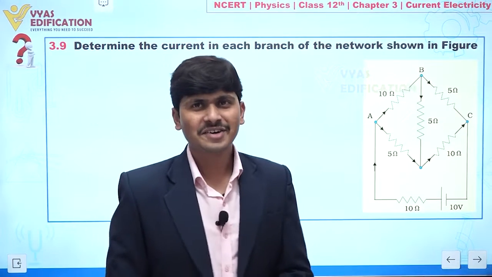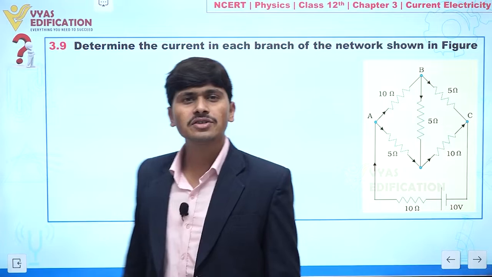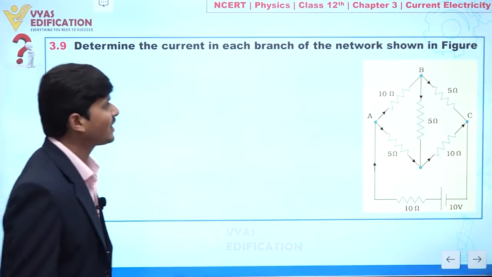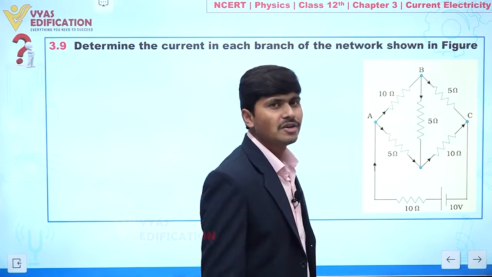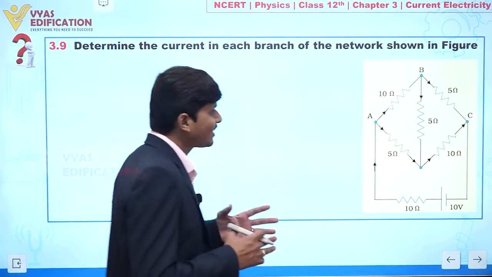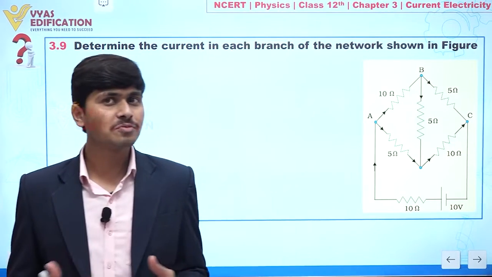Now dear student, we are going to discuss question number 3.9. In this question, it is given to you to determine the current in each branch of a network shown in the figure. Clear? Whenever you find such a question, there may be a Wheatstone bridge.